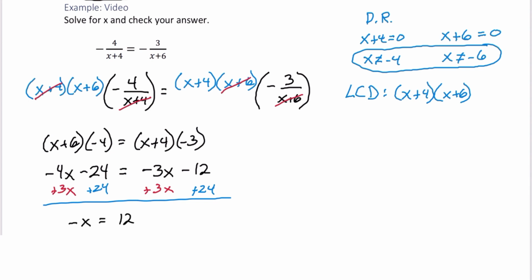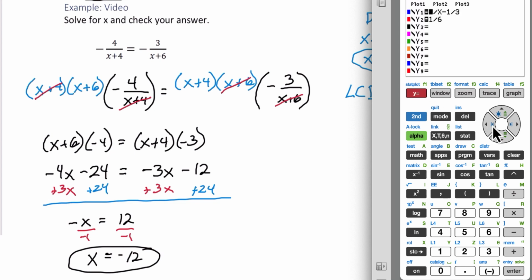We have negative x equals 12, divide by negative 1, and x is negative 12. Notice that negative 12 is not a restricted value. You still need to make sure that the answer that we get for x is not restricted. We can double check using the calculator.